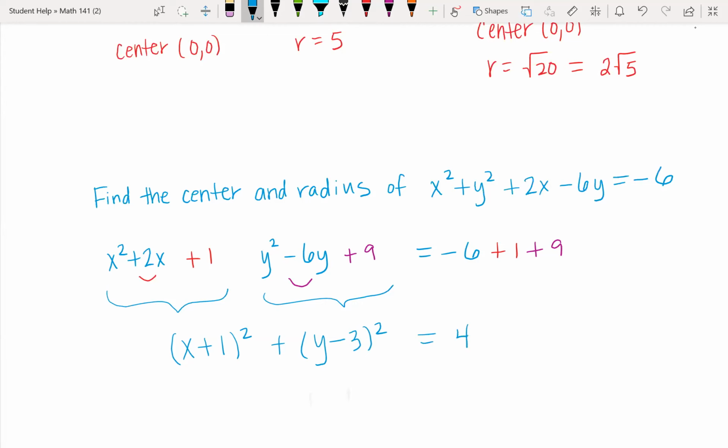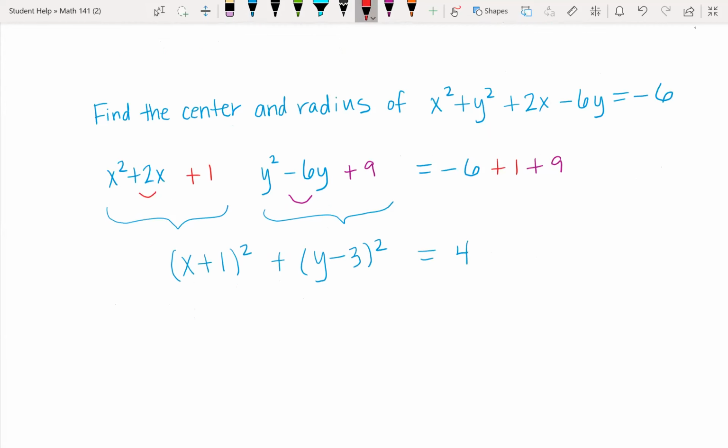So I'm able to see from this case that the center of this is -1, 3. Remember that we're always subtracting variables inside the parentheses. So the x, because it's got a +1, it's actually minus a -1. And then the radius is going to be 2, taking the square root of 4.